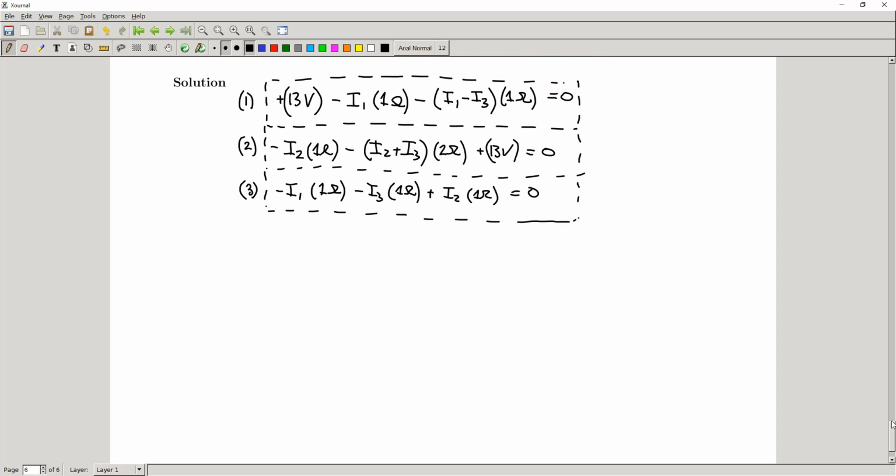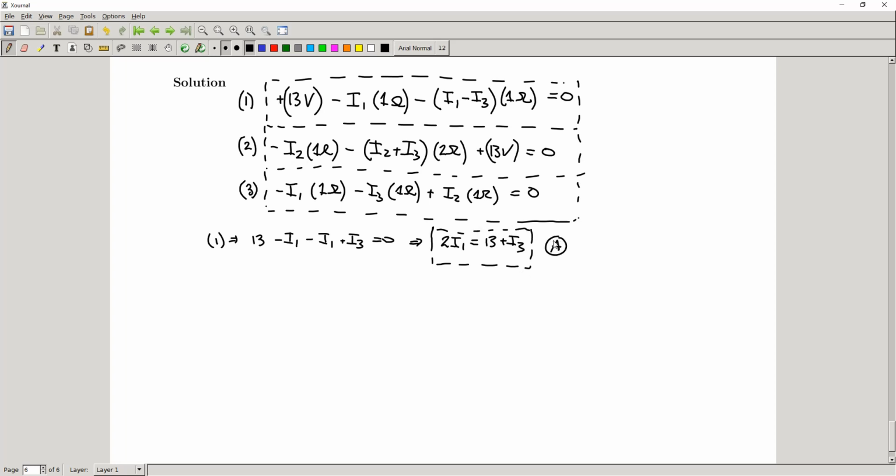Because I've written them down with all of these units involved, I'm going to strip off all the units and just boil it down to some very simple algebraic equations. So pulling out all the units, equation 1 is going to lead us to an equation that looks like this. We're going to end up with 13 minus I1 minus another I1 plus I3 equals 0, and we can rewrite that. We'll end up with 2I1 equals 13 plus I3. This I'm going to call equation A.